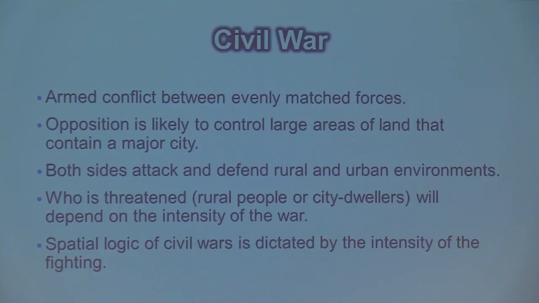And so in these instances, insurgents are likely to gain control of more of a nation's land, and with it at least one major city. So when civil wars break out, both sides are likely to establish a military presence in rural and urban environments, so both environments technically will be attacked and defended. So this means that those who are threatened by the political violence should be determined by the intensity of the fighting. In other words, where the attacks are occurring should be directly related to how intense the battle is between these two forces. And so we argue basically that the spatial logic of civil wars should be related to how intense the fighting becomes over time. Less intensity means rural. More intensity means it moves to cities and it becomes urban.